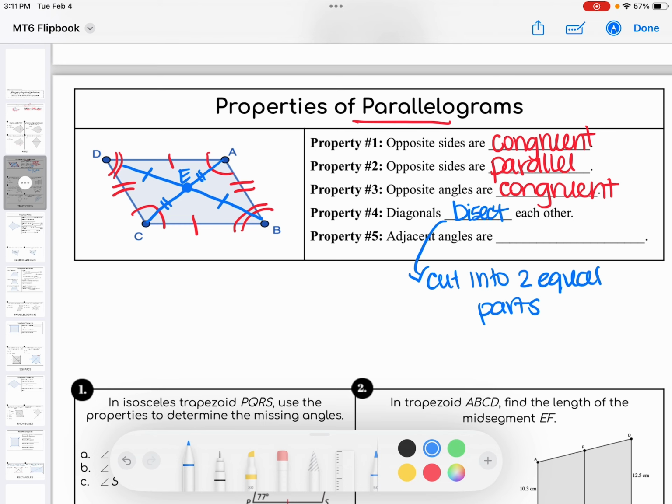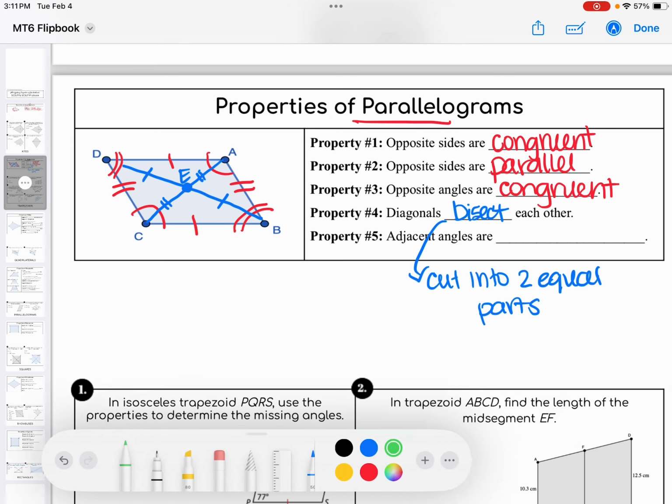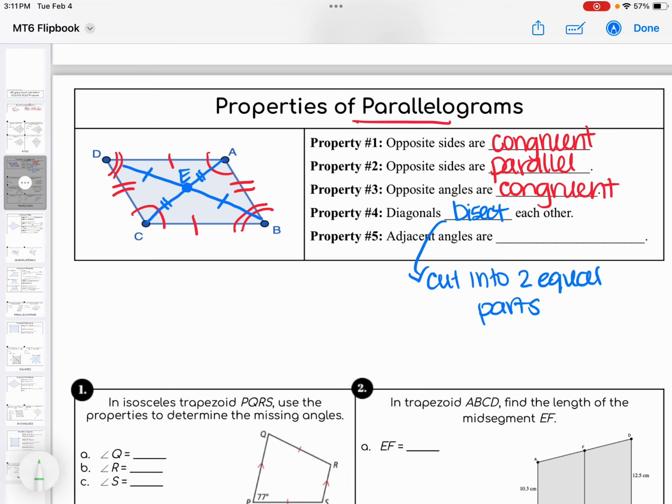Last but not least are our adjacent angles. Adjacent angles are angles that are near each other or beside each other. So for instance, angle A and angle B are going to be adjacent. And if they are adjacent, it means that they are going to be supplementary.